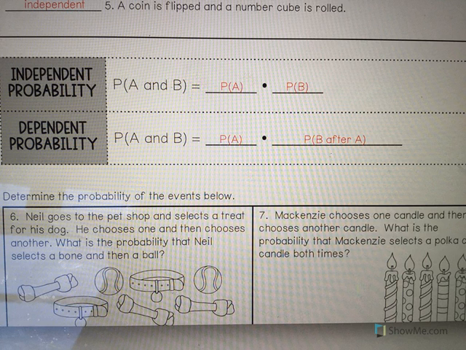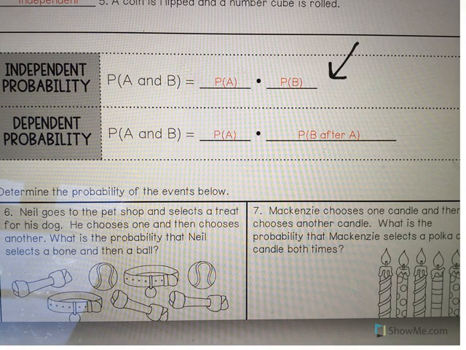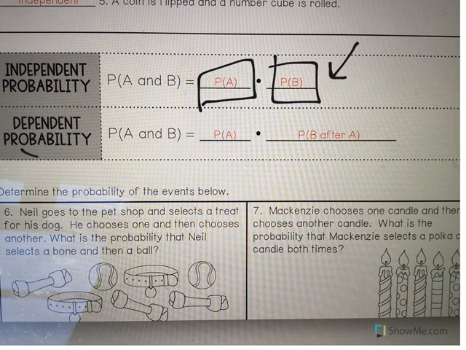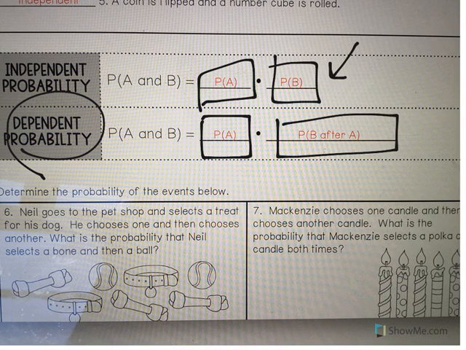Wait, there's more. Okay, so here we go. And we learned yesterday that independent probability is just the probability of A happening times the probability of B happening. Those are the two events, right? Dependent probability is the chance of A happening and the chance of B happening after A. That seems confusing, but once we get to the problems, I have a good feeling you guys will be fine.